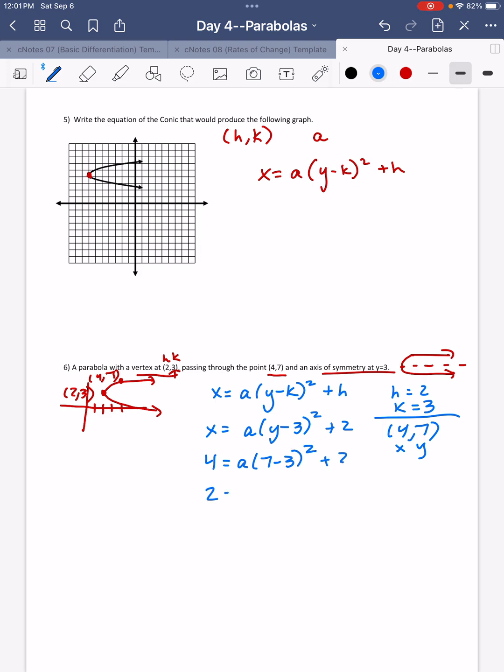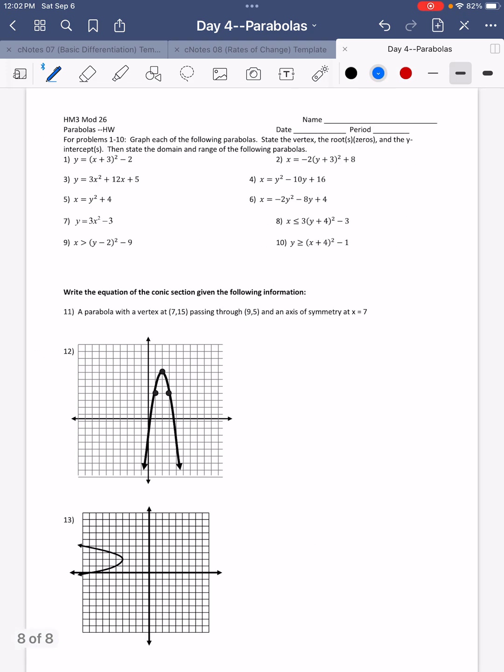Subtract the 2. Subtract 7 minus 3 to get 4. 4 squared gives you 16. And 16a will equal 2. Divide out the 16 since a is being multiplied. So we get 1/8 equals a. So for our equation, we're going to get x equals 1/8 y minus 3 squared plus 2. Done.